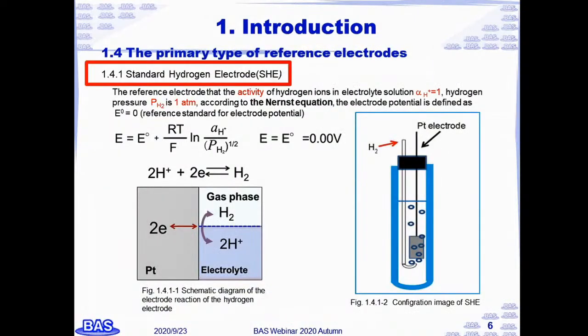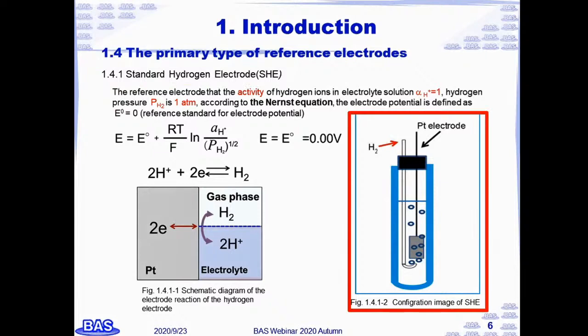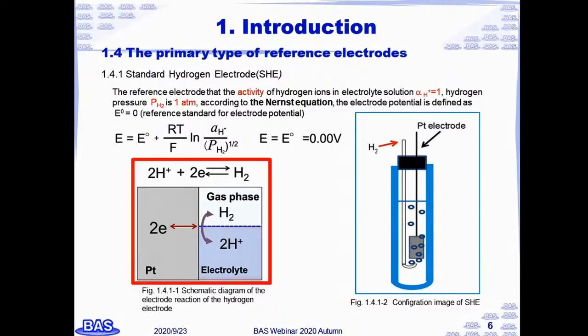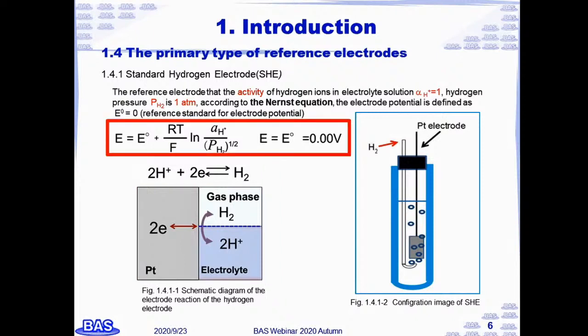The primary type of reference electrode is the standard hydrogen electrode, SHE. This means we bubble hydrogen gas at 1 atmosphere across the platinum electrode in an acid solution. Hydrogen gas can either be oxidized to form hydrogen ions, or hydrogen ions can be reduced to form hydrogen gas. This potential is defined as zero potential. However, it is not necessarily convenient for daily use because of the troublesome handling of hydrogen gas.